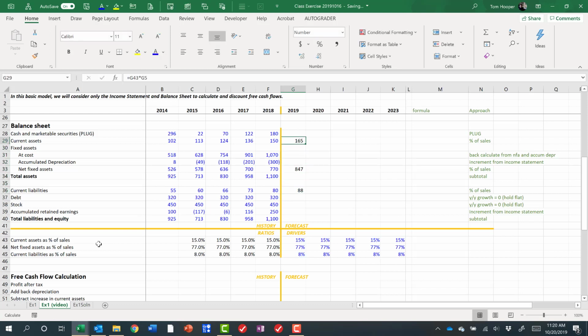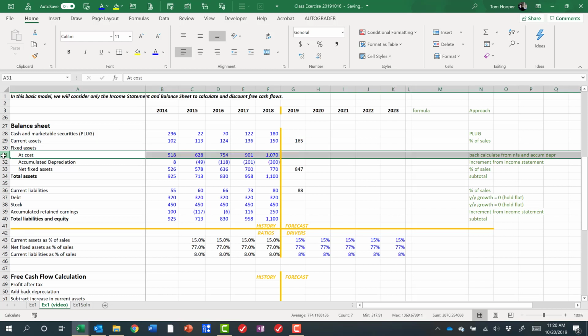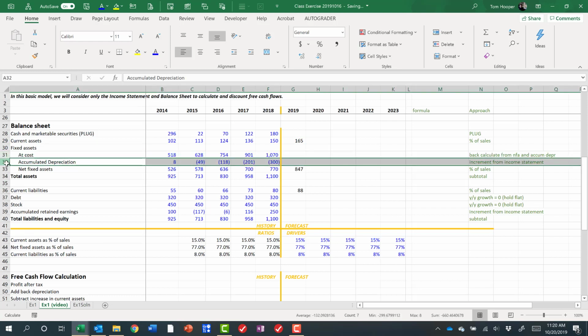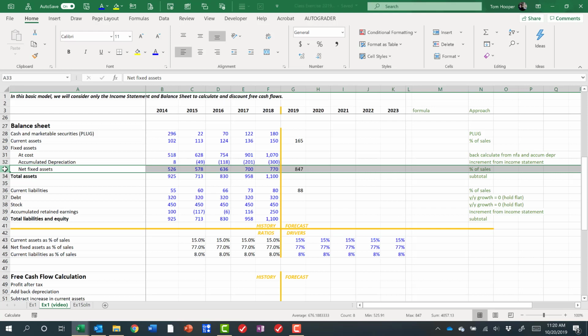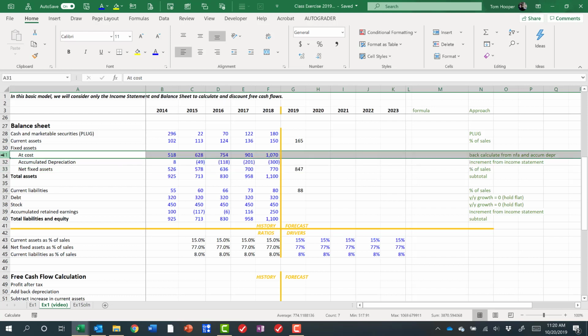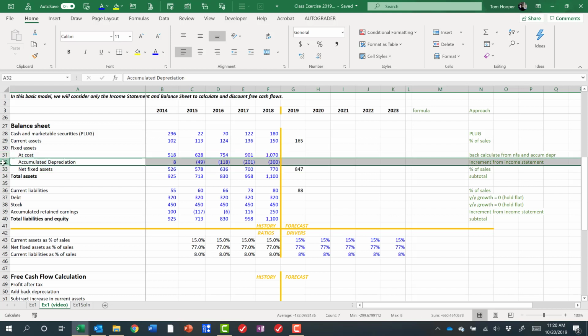Let's see what order we should do these in. Probably doesn't matter, but our fixed assets at cost. So this line represents the cumulative of all the investments we've ever made. This line represents the cumulative of all the depreciation we've ever taken. And this line represents the difference between the two. Now we don't have anything in this problem above telling us about what kind of investments we've made this year, but we do know how much depreciation we've taken this year.